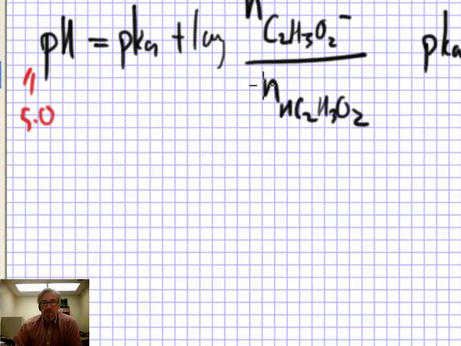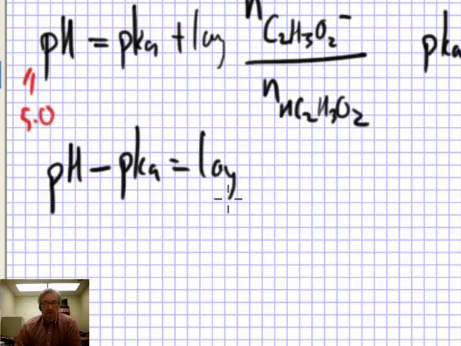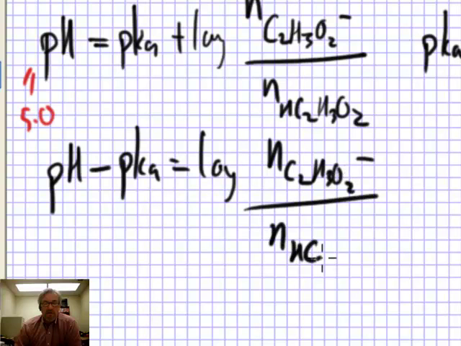First of all, this is a pretty good choice because our target pH is 5 and the pKa is within 1 pH point of our target pH. So that's a good choice. So how could we exactly make it? Well, if I subtract pKa from both sides, I'll find this. pH minus pKa is equal to the base 10 logarithm of number of moles of acetate divided by number of moles of acetic acid.